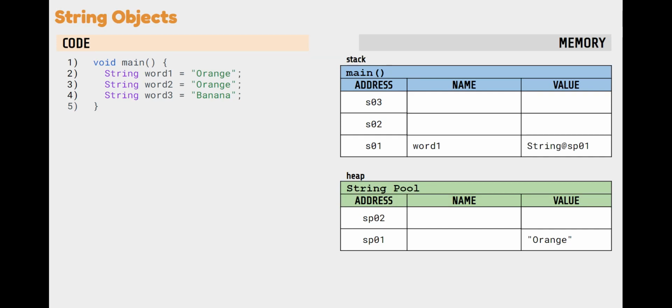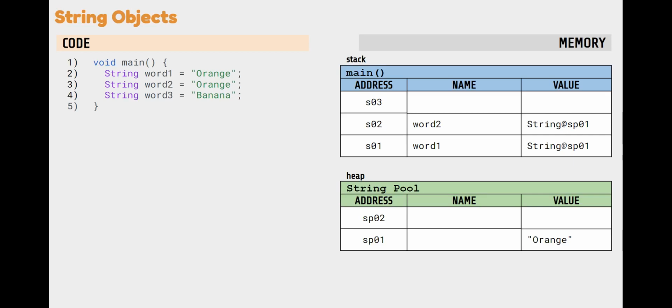On line 3 of our code, we are declaring word2, and we are assigning it the string literal of orange. So again, when Java sees that we have a string literal, it goes to the string pool to see if it knows that word, and it does. It's already in the first place in the string pool, so it doesn't bother putting it in the string pool again. So in stack memory, we will get our word2, and we will get the same memory address of where the other orange is. On line 4, we are assigning the string literal of banana.